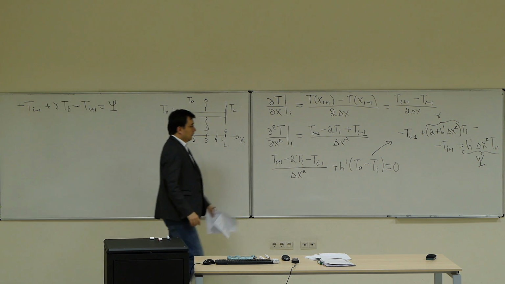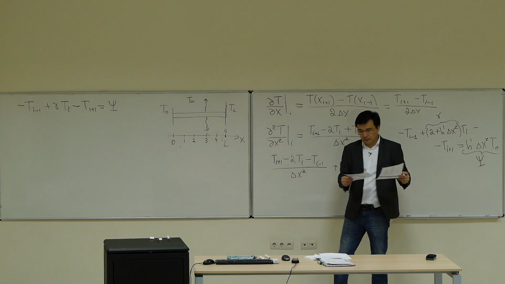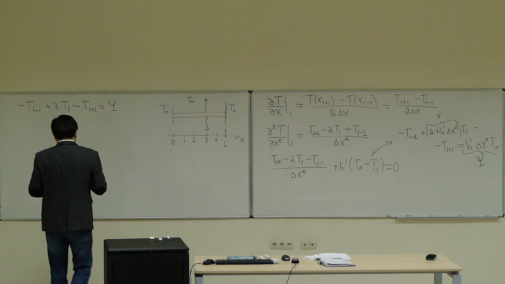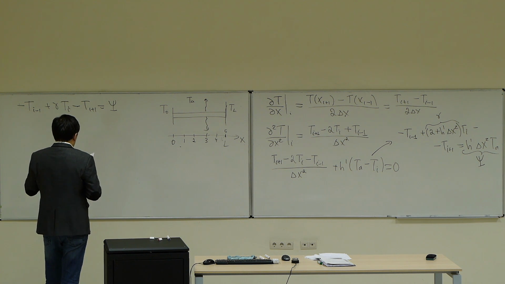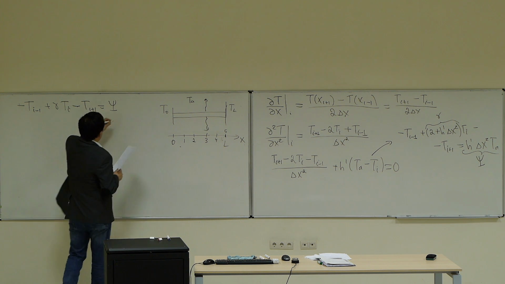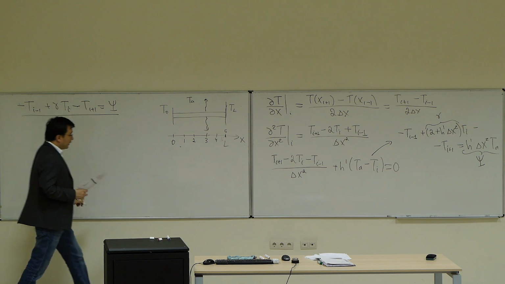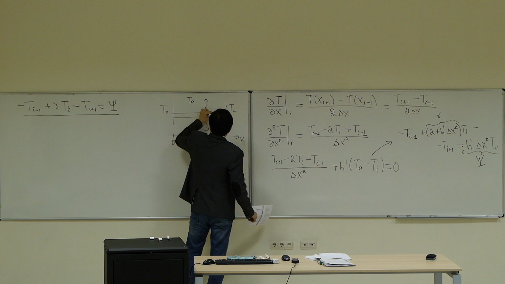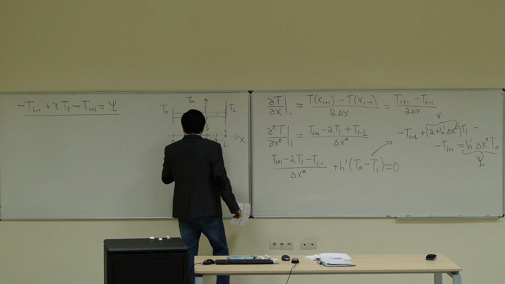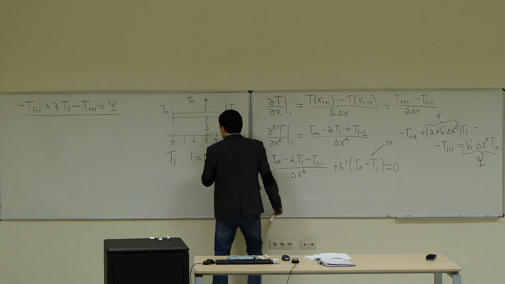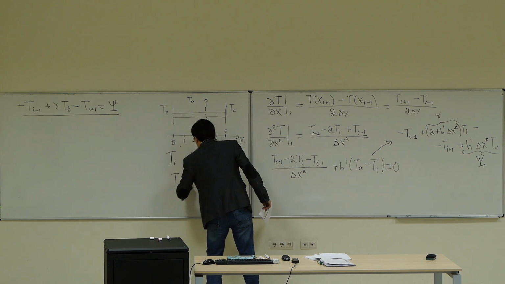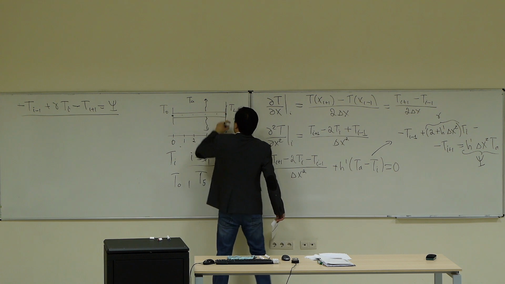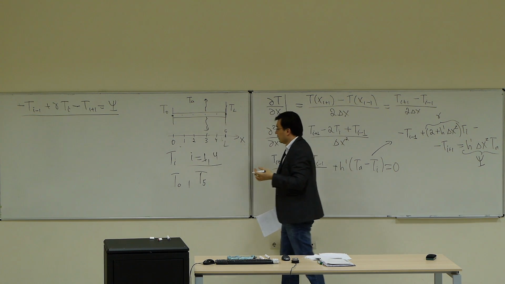So here is my finite difference equation. I can write this equation for every interior point. I need to find the temperature at these interior points, so I need to find T_i's for i ranging from 1 to 4, because T_0 and T_5 are boundary conditions. They are given to me by boundary conditions.